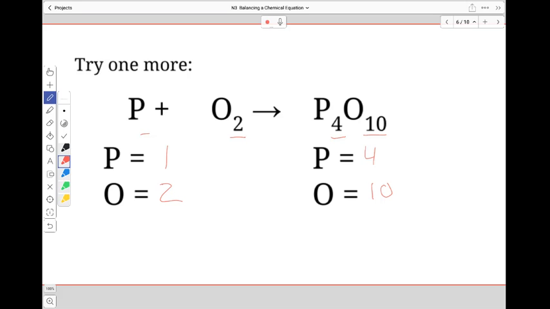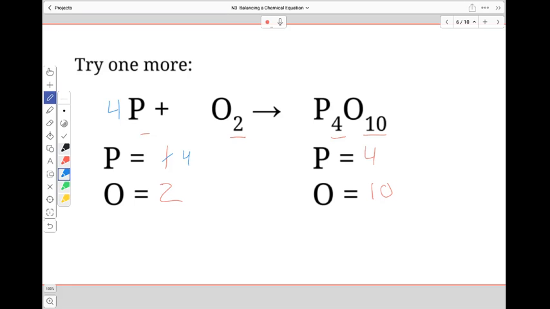Okay. Now, going from left to right, are my phosphoruses equal to each other? Yes or no? No, they are not. So I'm going to put a coefficient. I'm going to do what I can to make them equal. And in this case, I'm going to put a coefficient of 4 here, because 4 times 1 will give me 4. So my phosphoruses are balanced. Congratulations. Now, I'm going to have to look at my oxygens.